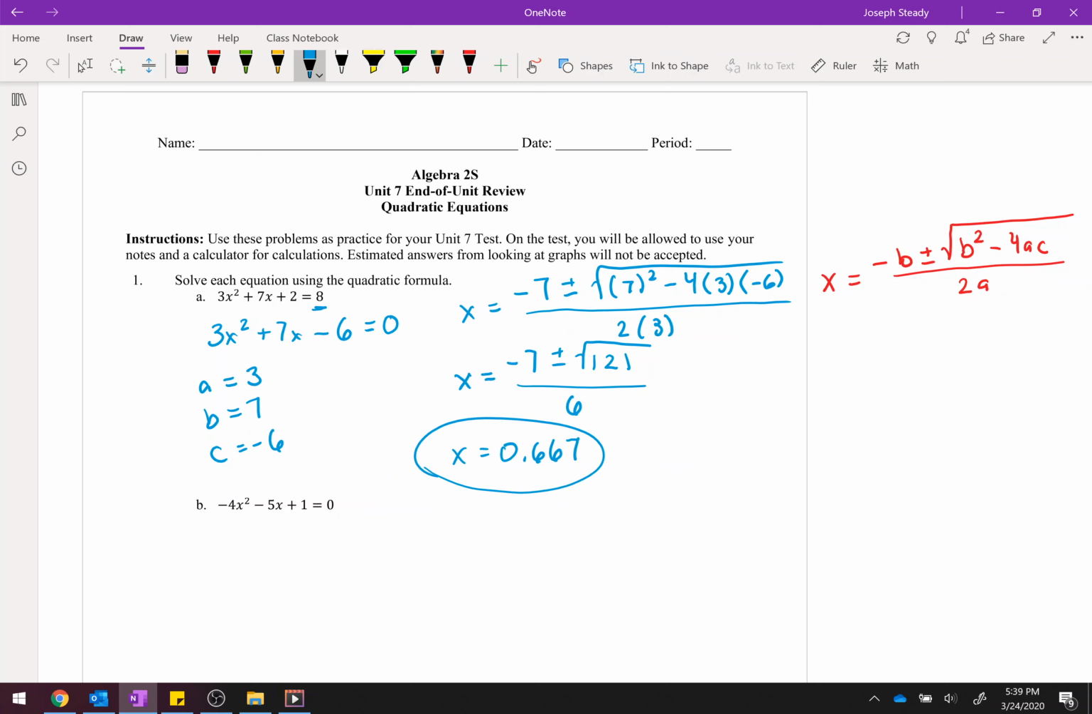We still have to do the other answer here, which is the minus version. So we do negative 7 minus the square root of 121, hit enter, which gives us negative 18, and then divide by 6 again, and that gives us x equals negative 3. We've now found both of our solutions, so we're done with this problem.